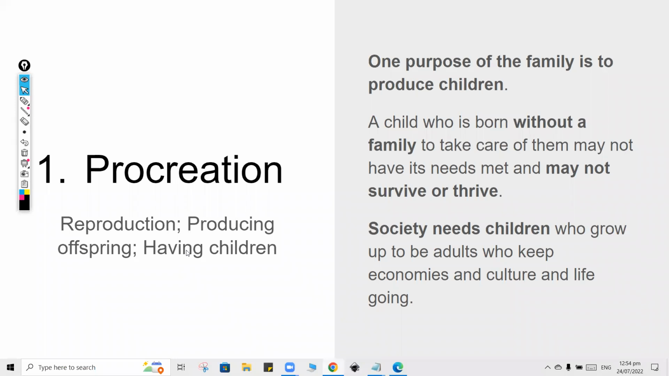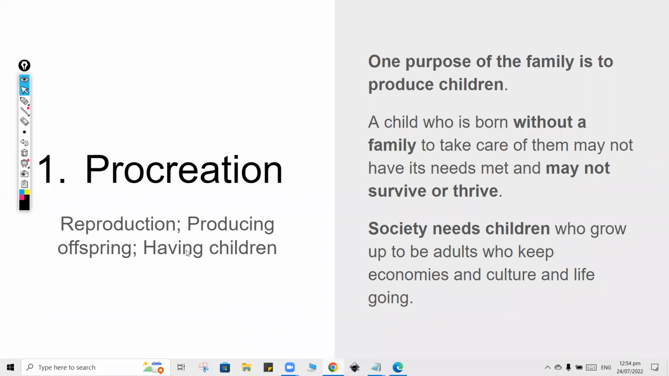So one purpose of the family is to produce children. Whether that family has a mother and a father, or just a mother, or just a father, or grandparents, or mother, father, grandparents, aunt, uncle, right? Families are different. We just looked at all the different types of families, right? The child is born into a family, it has to take care of it.